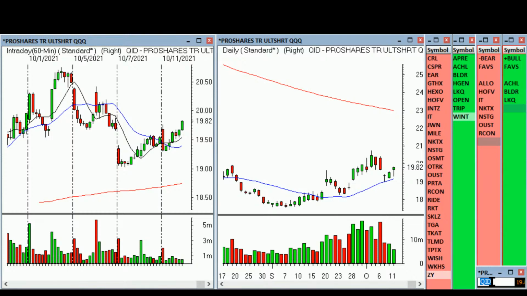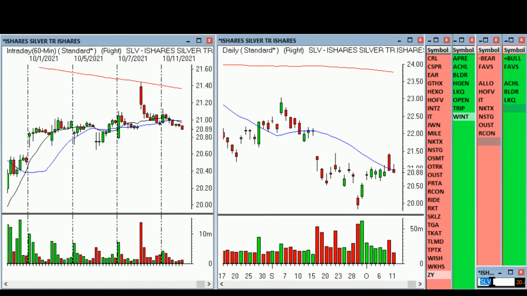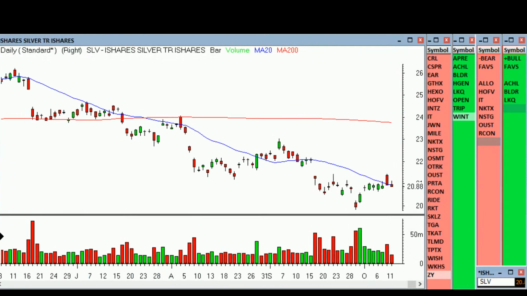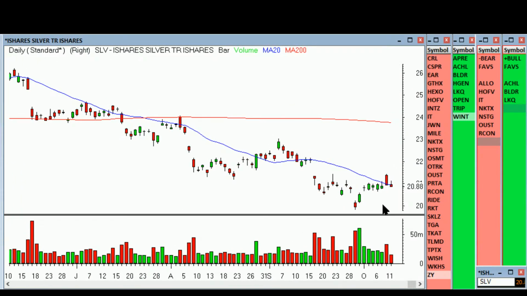Okay, and silver, is it SLV? Silver? It doesn't look good. I'm sorry, silver does not look good at all. I mean, I don't care if, in a bearish market, gold and silver is where you want to go. Well, that's not where I would want to go. That's a downtrend. So silver to me does not look good.